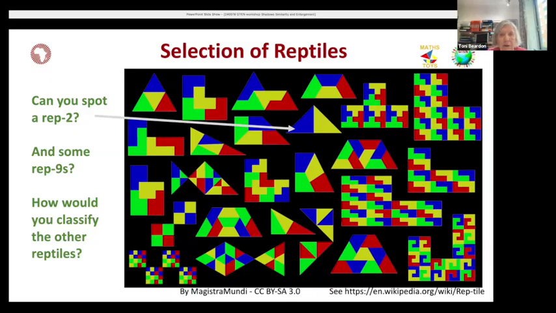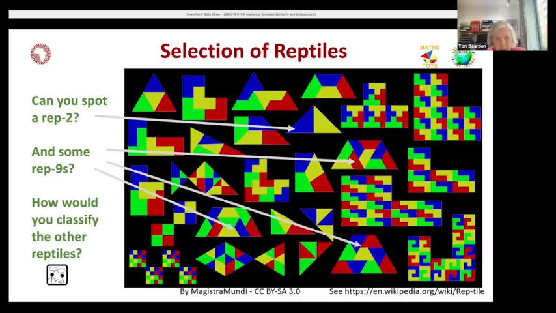Now, there are some rep 9s. If you count them, you will see that there are 9 copies of the smaller trapezium that fit into the bigger one. Here's another one that's a rep 9, and there's indeed another one. And you could ask the learners to classify them, and it just requires them to see how the tessellation is being put together and to count how many small ones go into the larger copy.